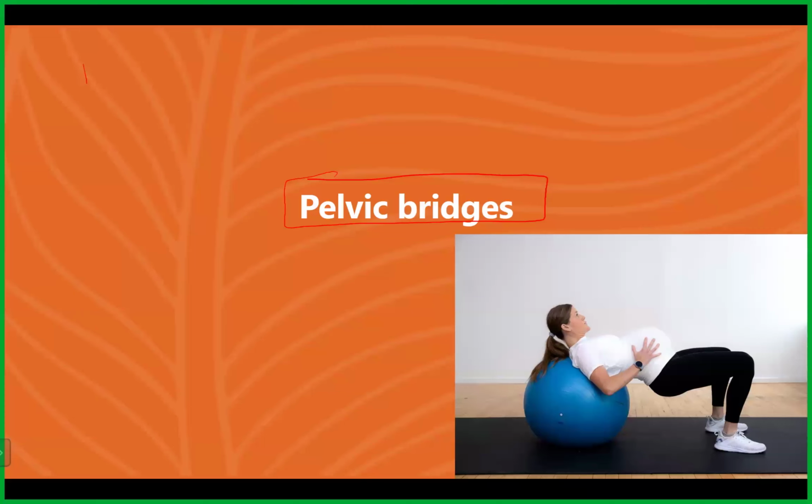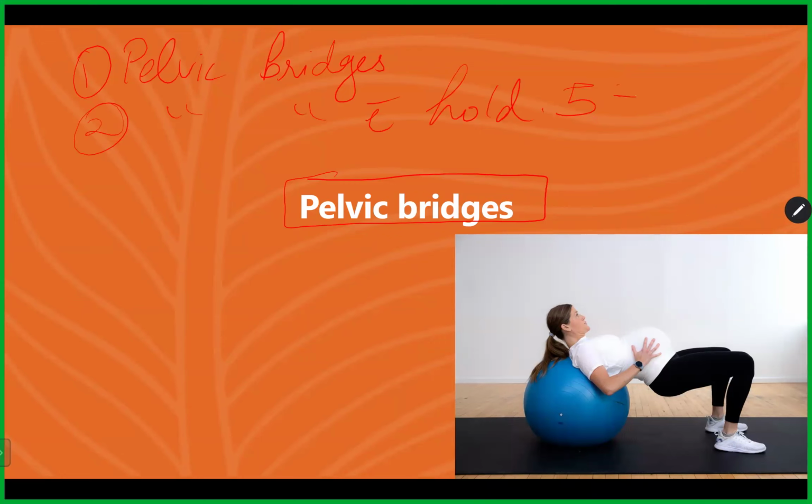First one is your normal pelvic bridges. You'll ask the patient to lie down, bend their knees, breathe in, breathe out, raise their hip, and come down. That's it. Do it 10 times. Second one is pelvic bridges with hold. How will you progress the hold? First hold it for 5 seconds, then progress to a 10-second hold. Next, what can you do?